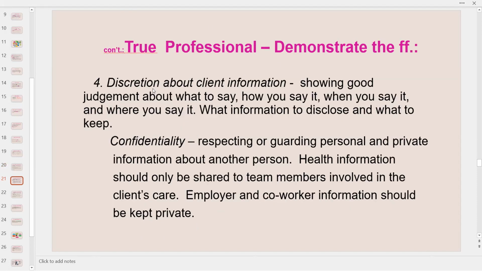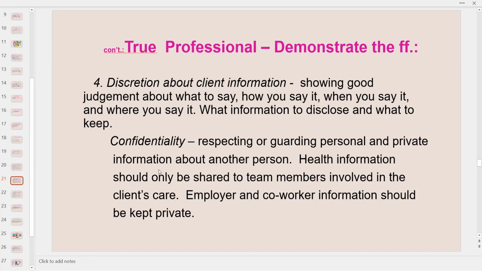Next one is discretion about client information. Showing good judgment is about what to say, how to say it, when to say it, and where to say it. It is always important that you know who to disclose the information to, especially if it is about the resident. Confidentiality is very important. We have to make sure we keep the clients' or patients' information confidential. Confidentiality is respecting or guarding the personal and private information about another person.